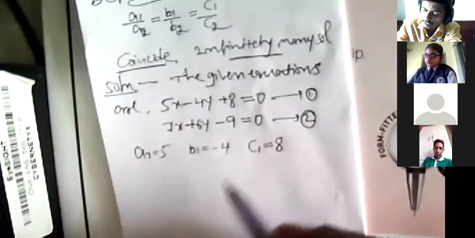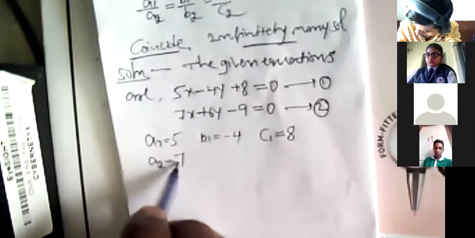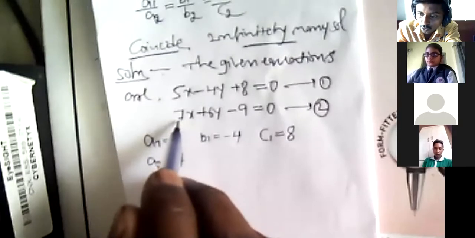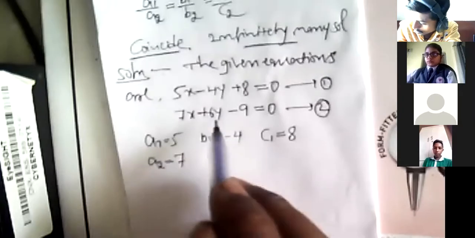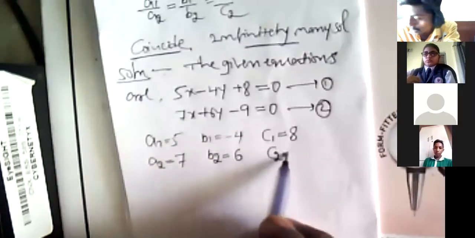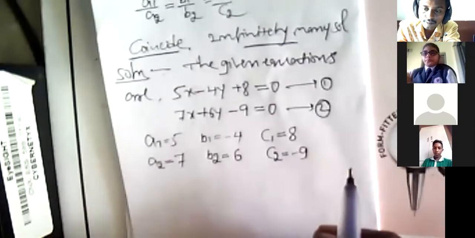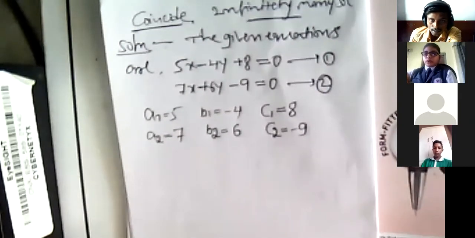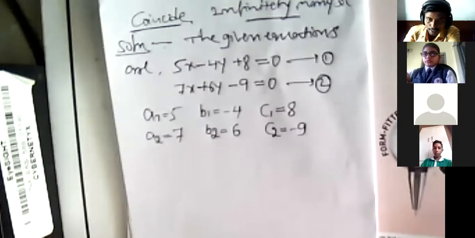Next, A2 we can write. A2 means 7 in the second equation, the coefficient of x. Next, B2, the coefficient of y, is 6. Next, the value of C2 is minus 9. Now the first step is over. All values of A1, A2, B1, B2, C1, C2 are written.